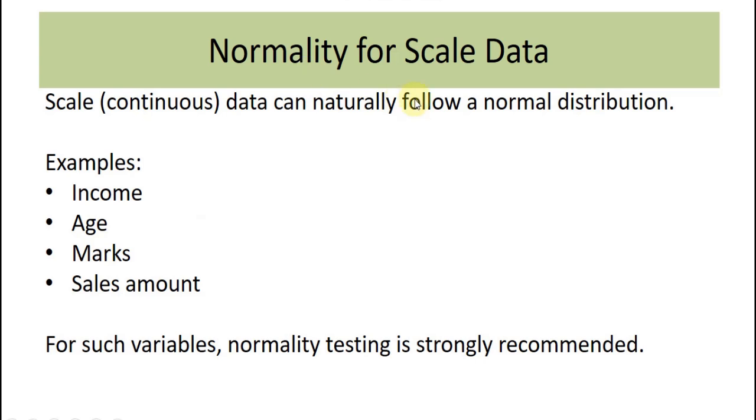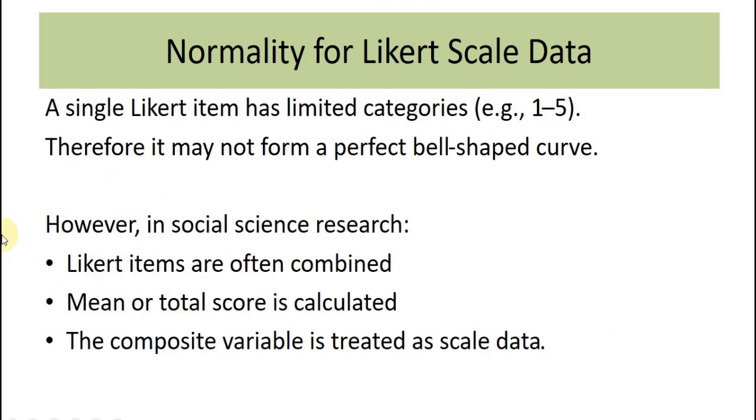So usually normality is applicable for scale data. So what is scale data? If we are collecting data without giving any option, like income, age, marks, sales amount, these are some examples. In social science research, we often use Likert scale data for converting quality data into quantity. That means 5-point scale data, strongly agree to strongly disagree. Usually we give 5 points to strongly agree, 1 point to strongly disagree.